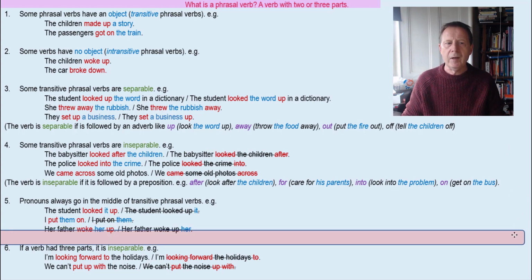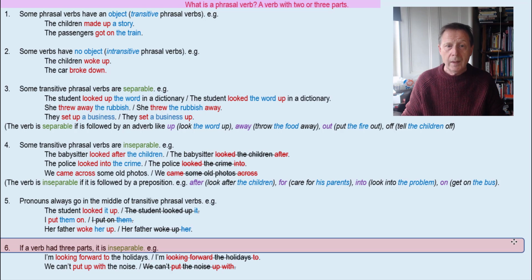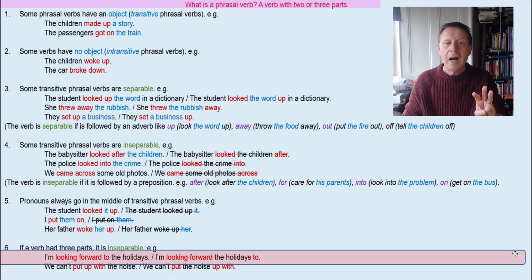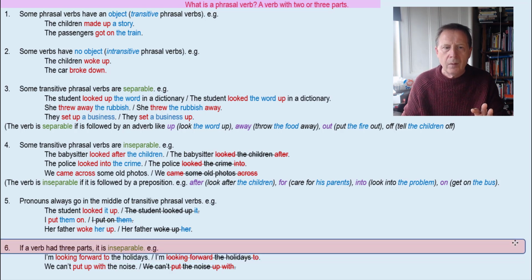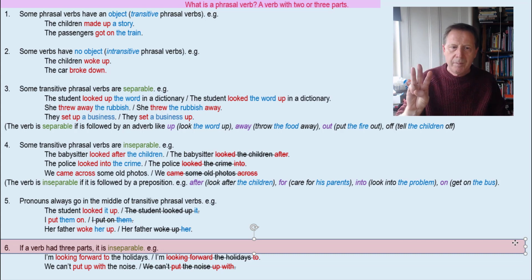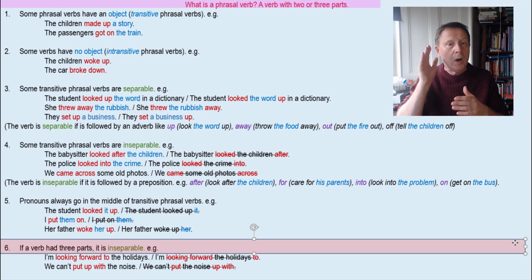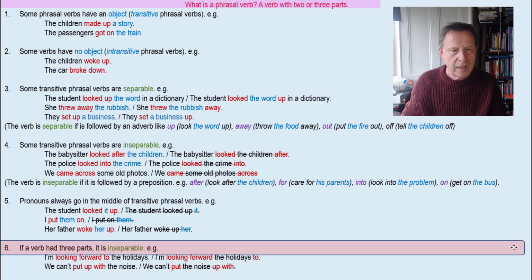Now the next point on the list here for the overview is about phrasal verbs with three parts. Now the most common one here is I'm looking forward to. Now these phrasal verbs with three parts are never separable. You can't separate them. I'm looking forward to, for example, or get rid of is another common example, or put up with is another common example, or also cut down on. So if a verb has three parts, it is not separable.